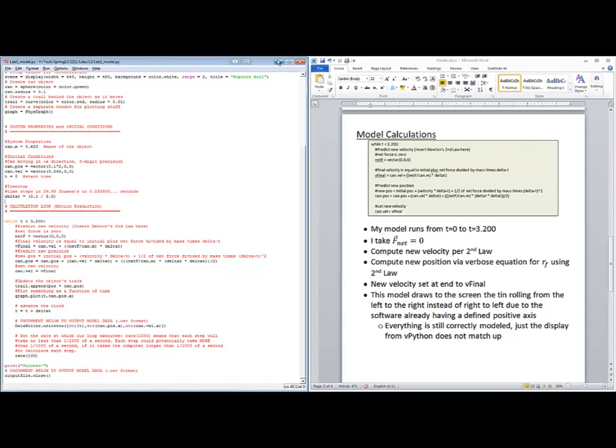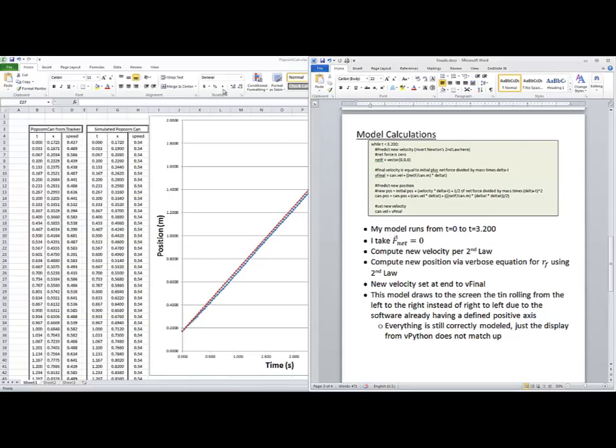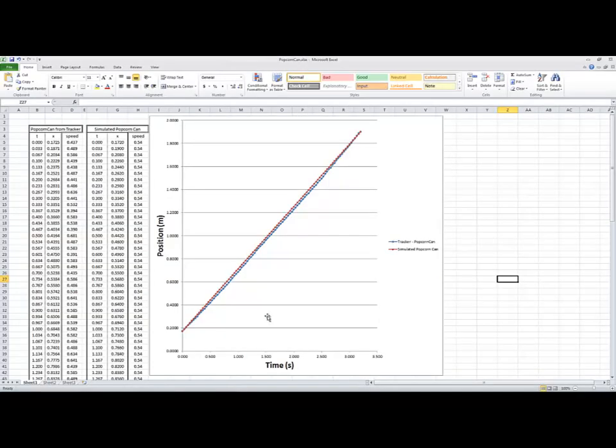You saw the graph that it output. I saved those points and plotted them against the Tracker points. You can see my points over here from Tracker, and my simulated points here. The red line is the simulated, and the blue kind of curved line is the data from Tracker.